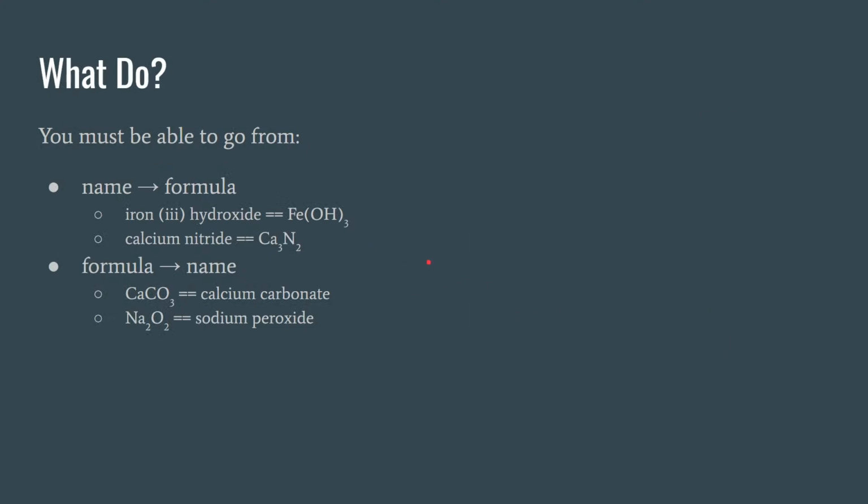Okay, so you have to be able to go from name to formula, formula to name. You have to be able to go from iron 3 hydroxide to Fe(OH)3, or calcium nitride to Ca3N2. And you have to be able to go in the other direction. CaCO3 is calcium carbonate. Na2O2 is sodium peroxide.